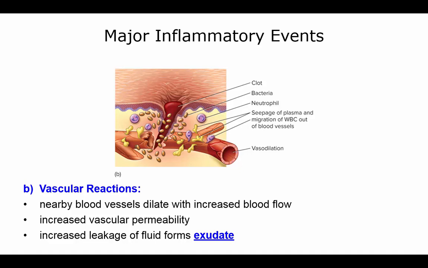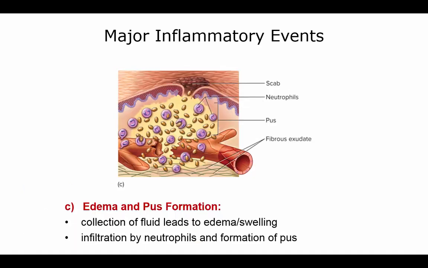So nearby blood vessels, the ones that are not damaged, are going to dilate, which means they're going to get wider and increase blood flow, so you're going to get a lot more blood coming towards this area. And because there's more blood, it could also increase leakage of a fluid that's known as an exudate, so you could see some kind of clear fluid on the outside as well.